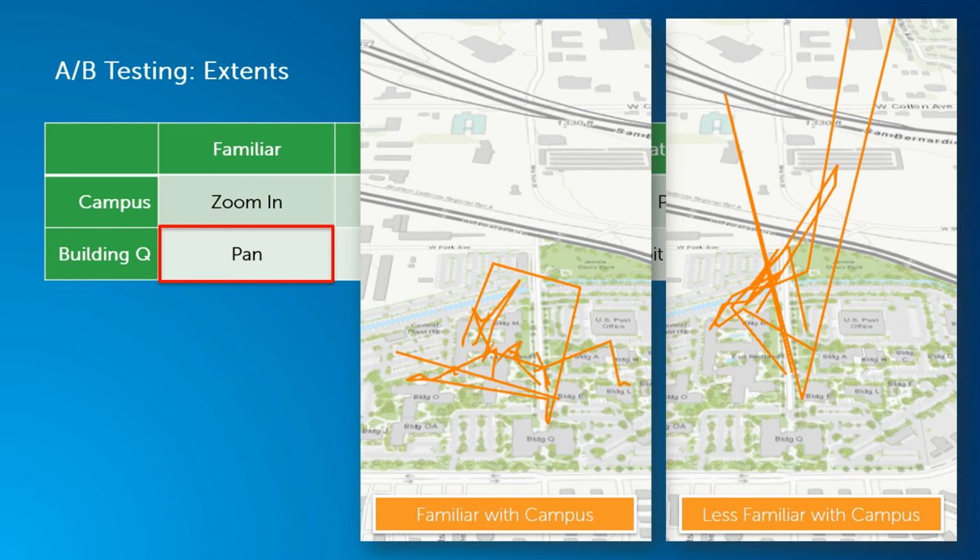So you can see on the left-hand side, people that were familiar with the campus would zoom way less, while people less familiar with the campus would zoom a lot. So there's lots more map interactions, which again to us means maybe there's something we can do to help people that are less familiar to not having to zoom out and in constantly.